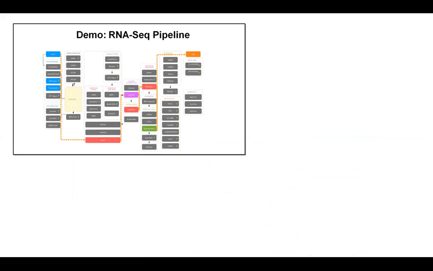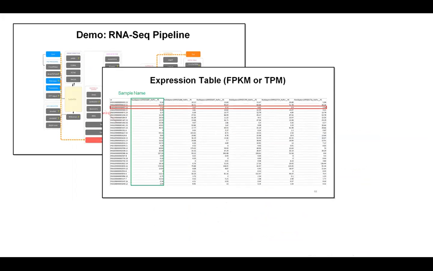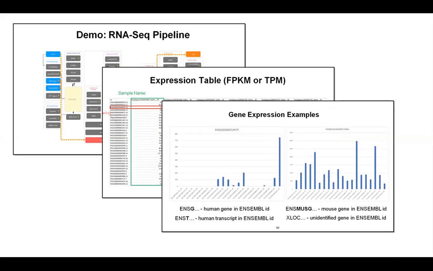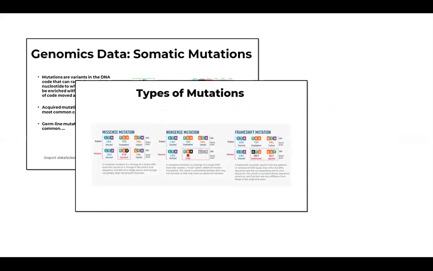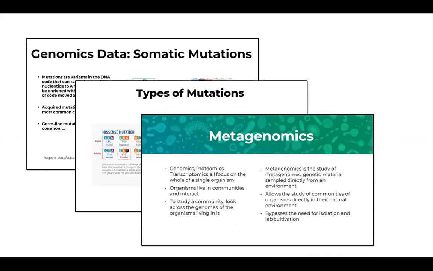Next, we demonstrated how we can run a pipeline on the T-Bioinfo platform to produce a gene expression table from the raw reads of NGS data. Then we understood various aspects of a table, what it represents, and where the samples and the genes are. Next, we looked into genomics data, specifically somatic mutations. Then we learned about various types of mutations. It could be point mutations, then, based on the impact they make on a genome, missense, nonsense, and frameshift mutations. At last, we provided you with an overview of metagenomics.